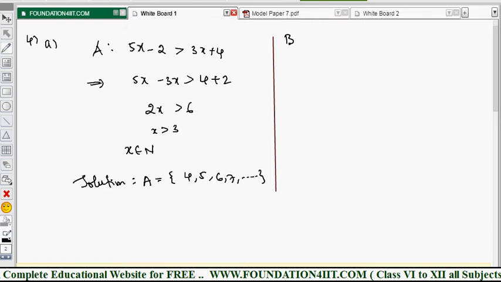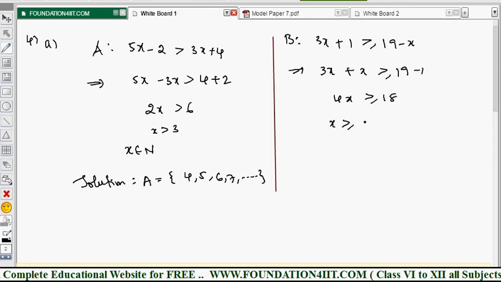And B is the solution. An inequality is given according to the question: 3x plus 1 greater than or equal to 19 minus x. Similarly, take the x terms one side, that is 3x plus x greater than or equal to 19 minus 1. 4x is greater than or equal to 18 and x is greater than or equal to 18 by 4. So that is 9 by 2. So x is greater than or equal to 4 and a half.